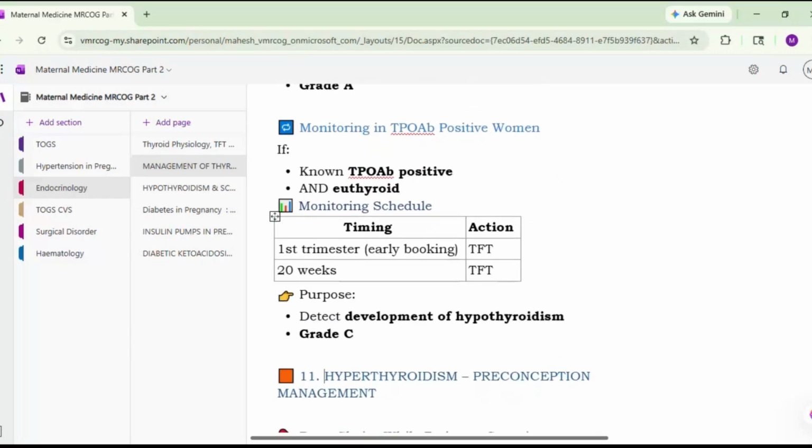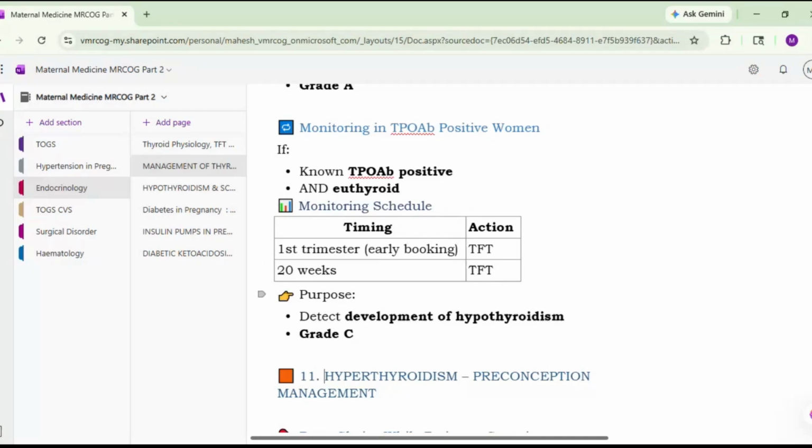Monitoring in TPO antibody positive women. If known TPO antibody positive, and if she is euthyroid, then what you should do? You will not treat, but you will monitor. Then how frequently you are monitored? The first trimester TFT we will do, and at 20 weeks also we are going to do, because here the patient is euthyroid. We will just repeat the TFT in the first trimester and again at 20 weeks of gestation.